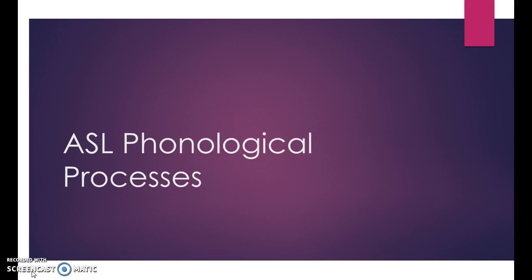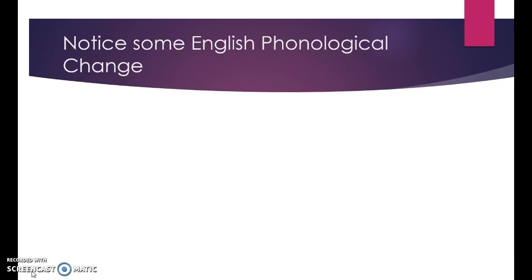As we look at how ASL signs are formed and consider the phonology at a deeper level, we notice that sometimes sign formation changes depending on what comes before and what comes after a sign, and depending on what context a sign is used in. These changes are examples of phonological processes.